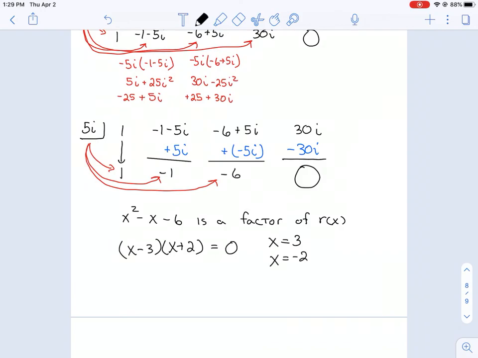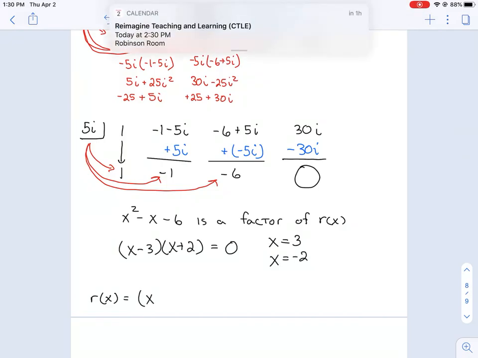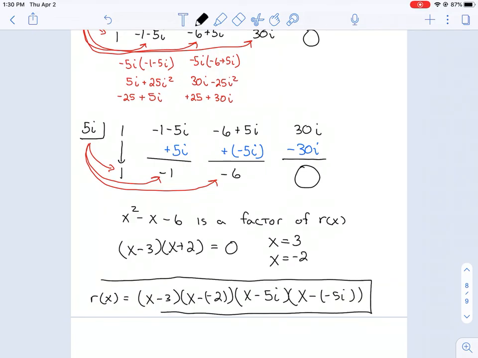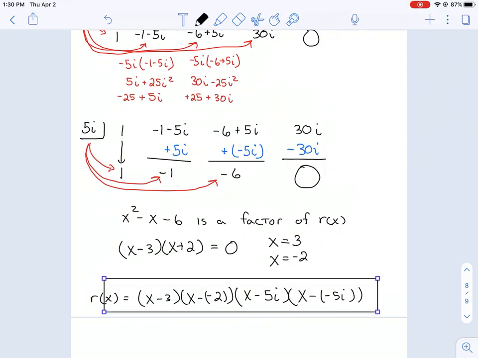So now that we have our 4 zeros, we're going to rewrite r of x as a product of linear terms. So the first we're going to write out is x minus 3. And then x minus a negative 2. Our next root is x minus 5i. And with our next root, x minus negative 5i. And that is r of x written as a product of linear terms.